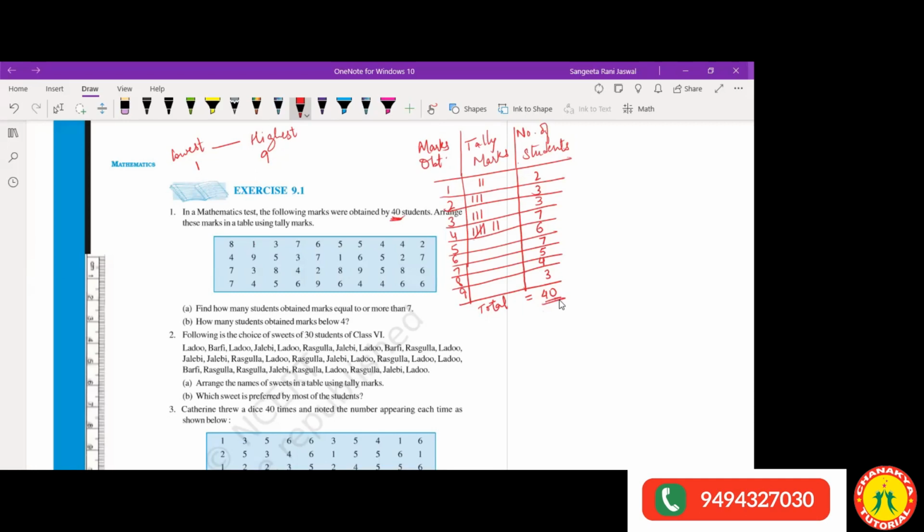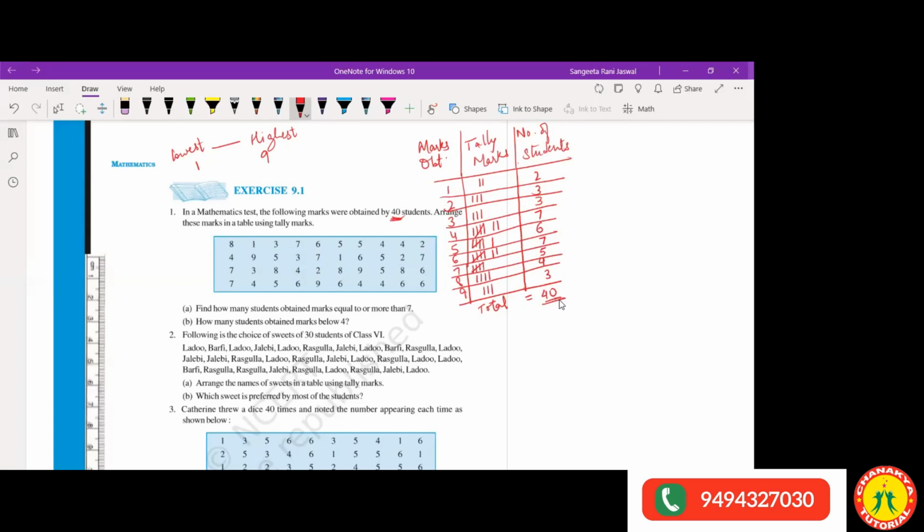1, 2, 3, 4, 5, and 6. 1, 2, 3, 4, 5. 5 is always a slant line. Then 6, then 7. Next is 5. 1, 2, 3, 4, 5. Next is 4. 1, 2, 3, 4. Then 3. 1, 2, 3. Okay, so the total is 35.